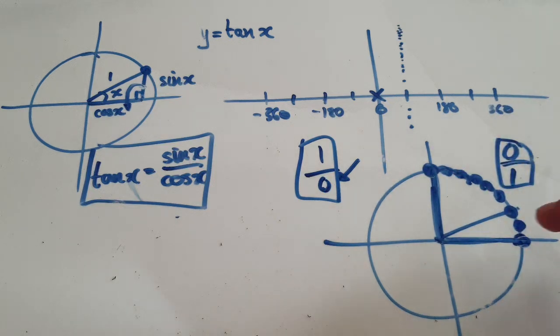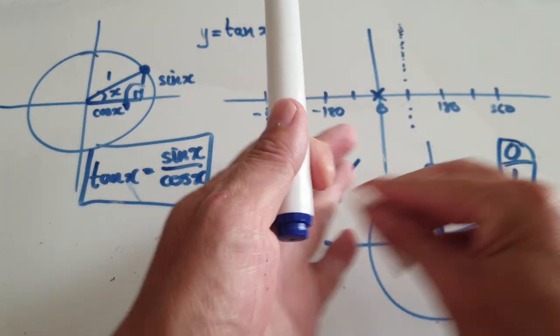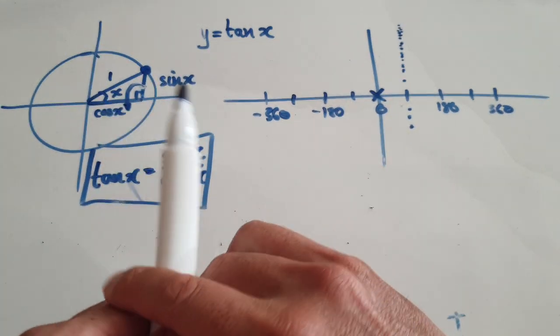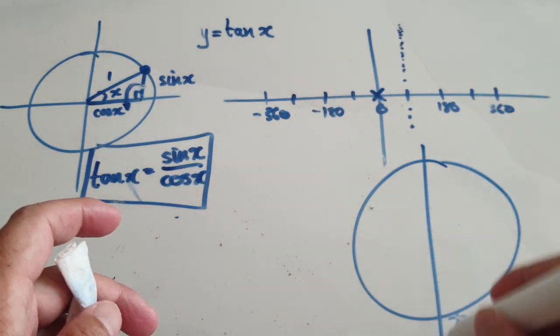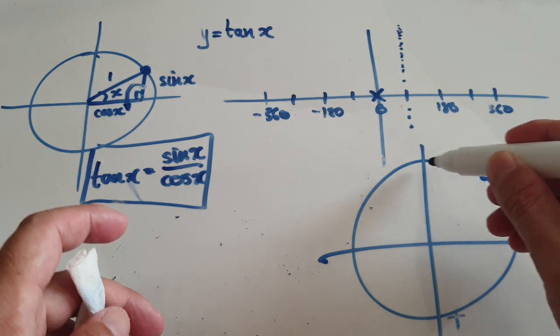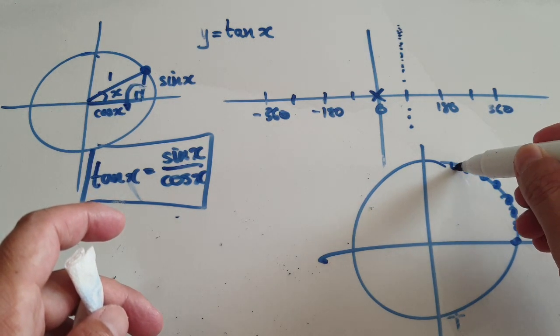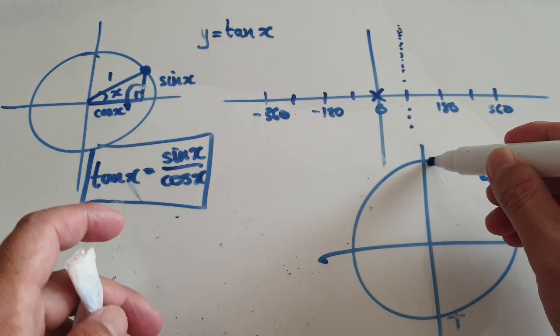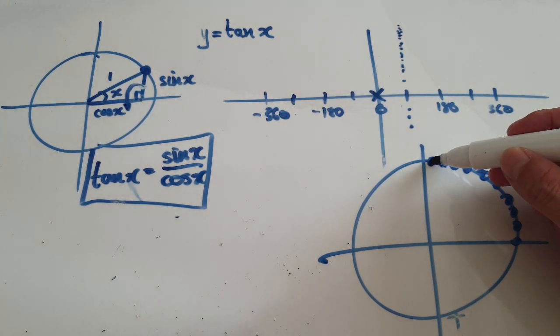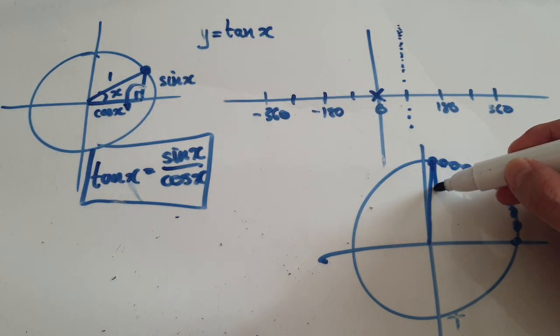So let's imagine our dot moving around just before it gets to 90. Imagine our dot starts here and then it moves around. We know that dead on 90 it breaks down, but imagine it being a microscopic amount before 90 degrees. So right here.